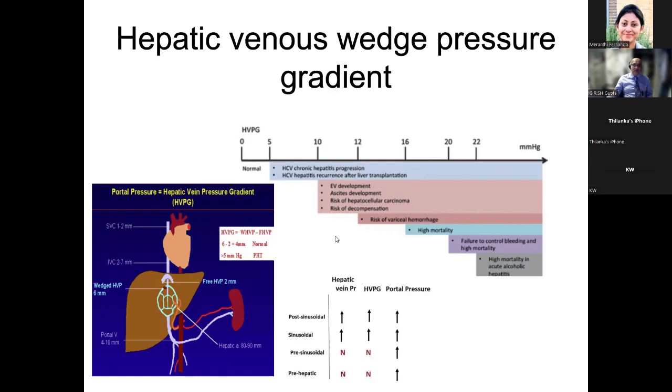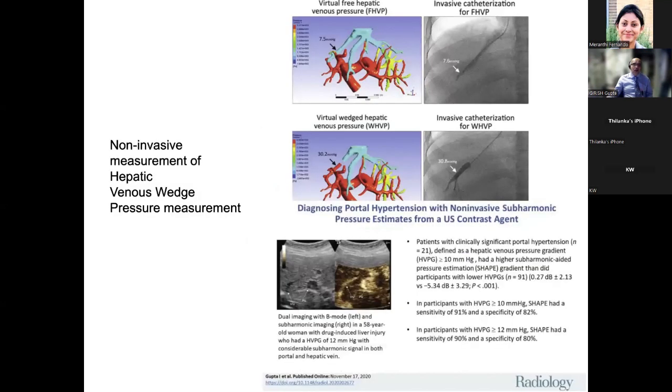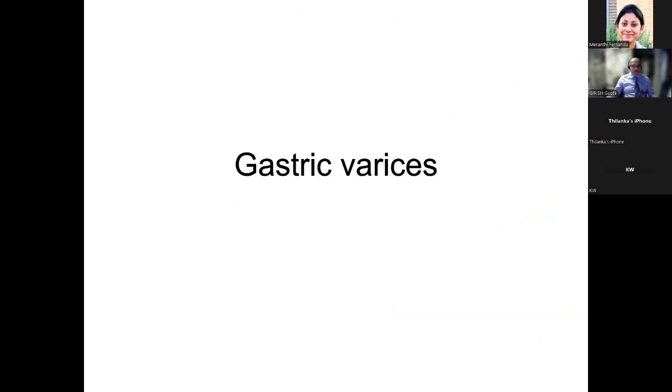We don't have much experience of it in pediatrics, but now hopefully we will have some non-invasive measurement of hepatic venous wedge pressure, where you can derive a virtual free hepatic venous pressure on the basis of CT angiography, or on the basis of what they call shape estimation by a contrast enhanced ultrasound scan. This is something that we will have to keep a watch on and explore, because it would be very useful in pediatrics, as it would avoid the invasive part of the measurement of the hepatic venous wedge pressures.